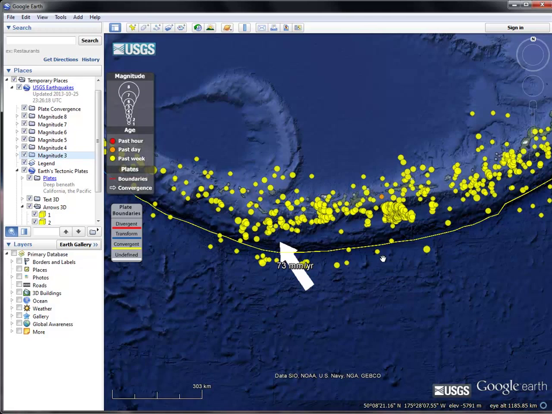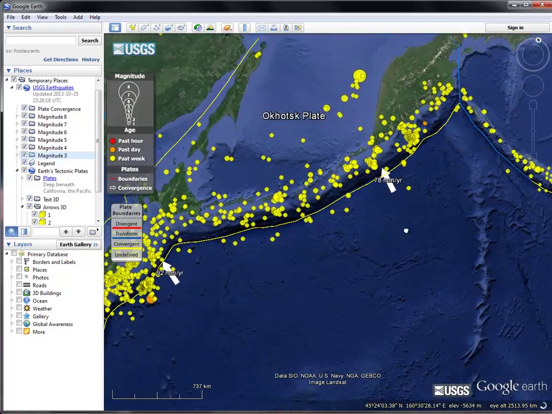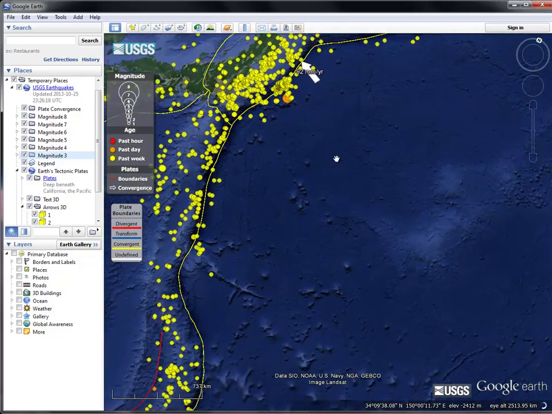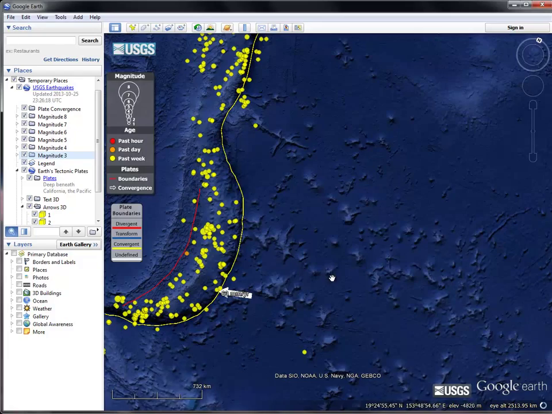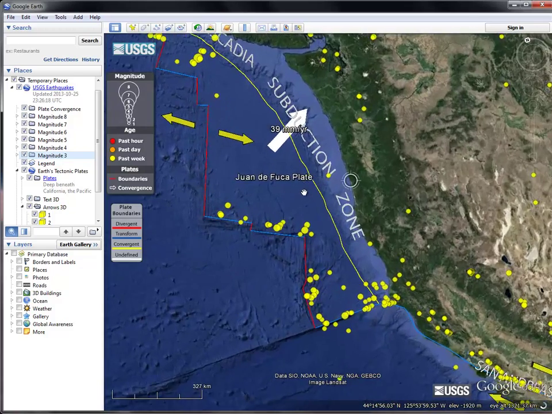The speed of this subduction has been measured with GPS and averages around 73 millimeters per year at this location, as indicated by the white arrow. Much of the Pacific plate is surrounded by subduction zones in a complicated pattern known as the Ring of Fire.